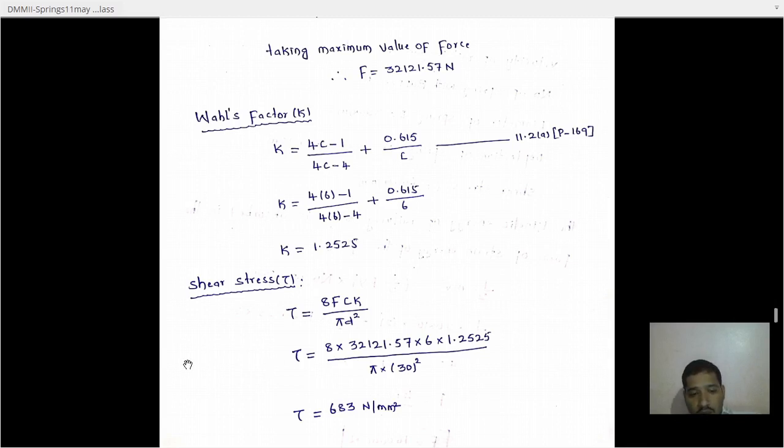So how much did we get for the maximum shear stress here? The maximum allowable shear stress we got is 683 Newton per mm square.